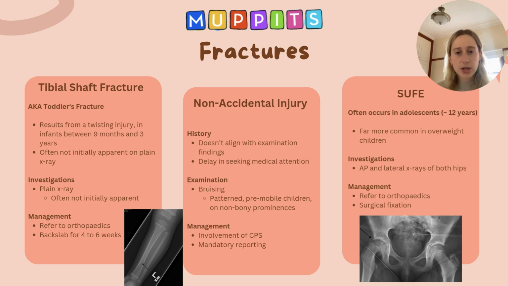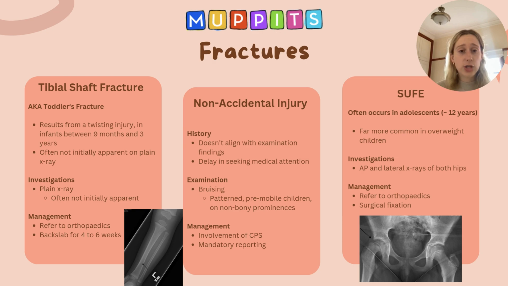On examination, there might be some bruising seen on the child as well, particularly in pre-mobile children. If there's patterned bruising and it's on non-bony prominences, this is concerning for some NAI potentially. And management will involve mandatory reporting, involving CPS, and of course treating the fractures and other injuries as well. Then a SUFI, or a slipped upper femoral epiphysis, often occurs in adolescents around about that 12 years of age, and it's far more common in overweight children as well.